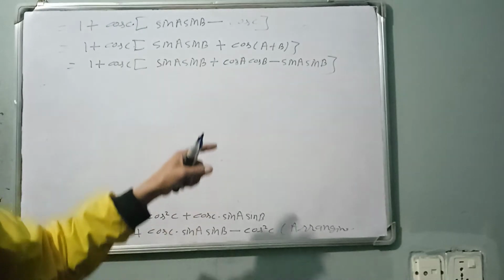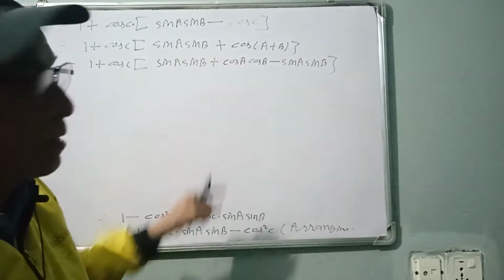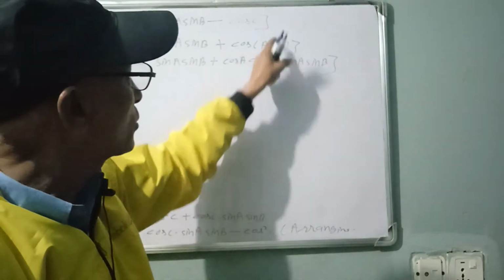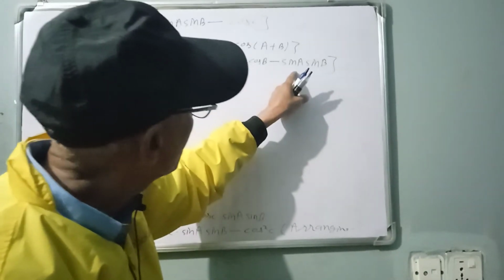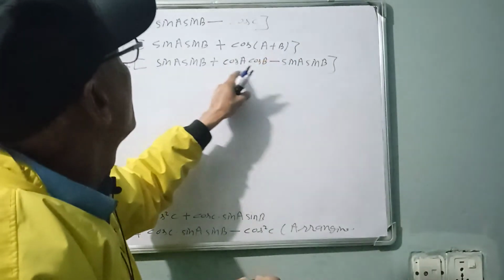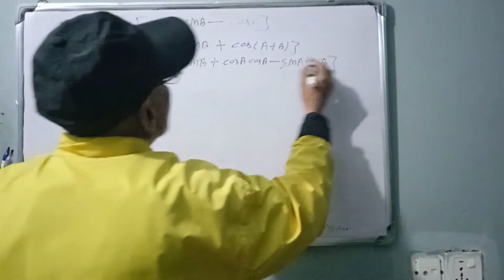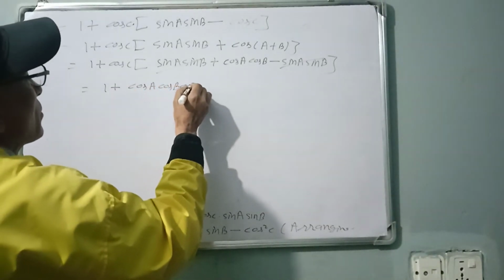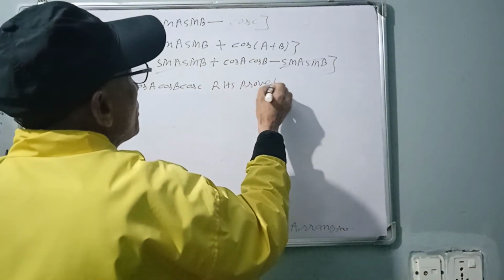Technique to remember: cos goes with cos cos sin sin, sin goes with sin cos cos sin. Cos A plus B is cos cos, sin sin, with plus becoming minus and minus becoming plus. Cos A plus B is cos A cos B minus sin A sin B. If there is cos A minus B, you have to write cos A cos B plus sin A sin B. Cancel. Now 1 plus cos A cos B cos C, RHS proved. In this way, you can prove.